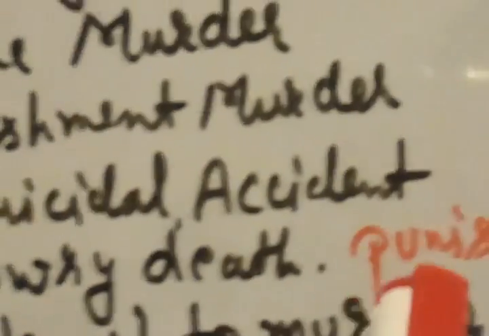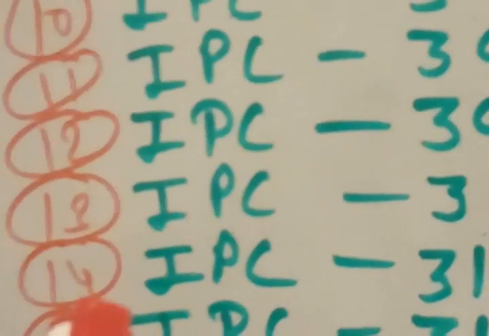Okay. Then IPC 300 defines murder. Then IPC 302 is punishment for murder. Then IPC 304A is homicide by accident. Then IPC 304B is dowry death, with punishment of 10 years. Then IPC 307 is attempt to murder. Then IPC 312 is miscarriage. Then IPC 314 is death of a woman due to abortion. IPC 315 is killing of a child after birth.